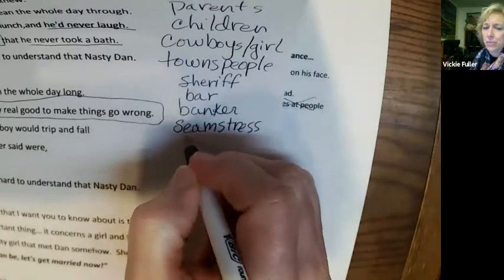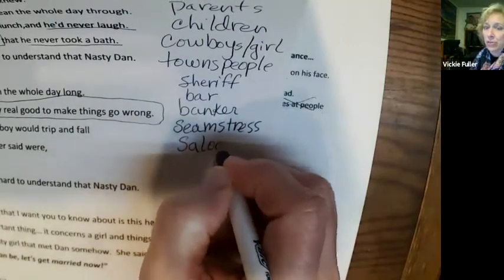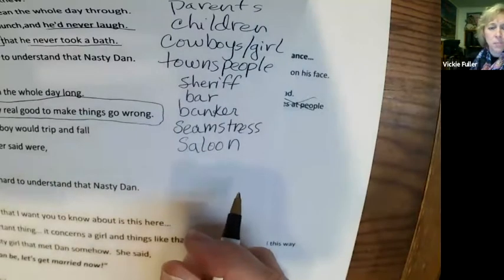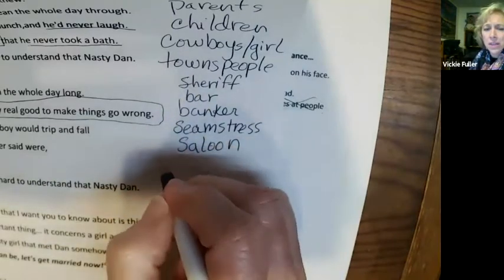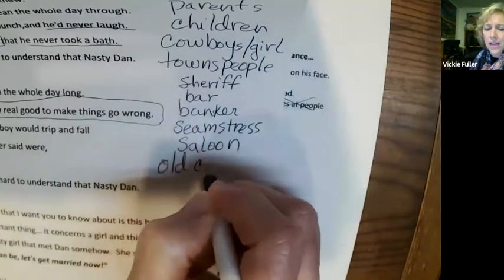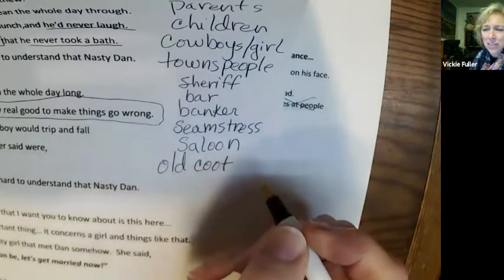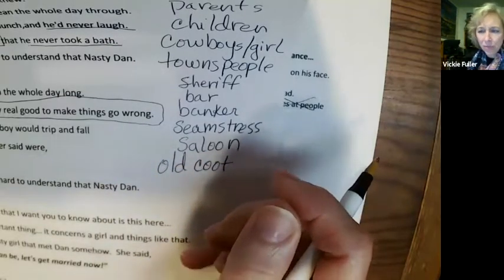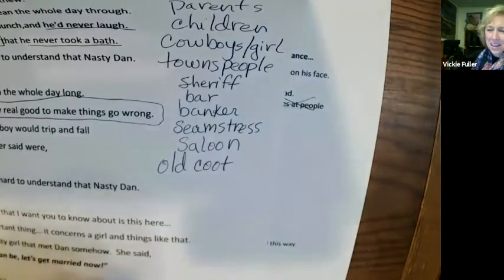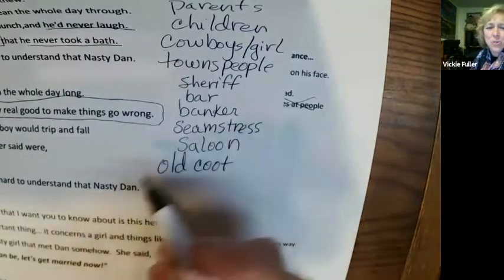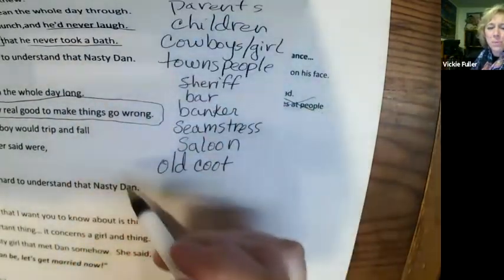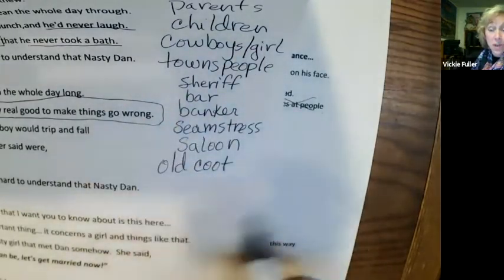We've got to think about what kind of characters were in the town. One of my favorites would have been the saloon girls. They're the naughty girls, right? I kind of like spicy people. We might be the old coot that sits out on the rocking chair and just rocks back and forth talking about this nasty Dan. Okay, so lots of different people to choose from, and maybe you came up with even more than these.